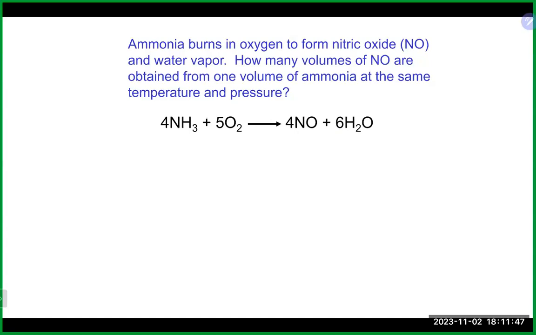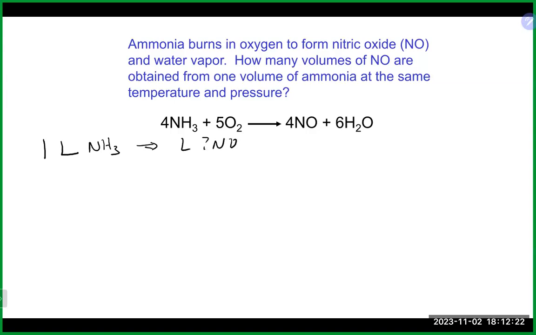To show you what that looks like, if we take this equation here, ammonia burns in oxygen to form nitric oxide and water vapor, and we want to know how many volumes of NO are obtained from one volume of ammonia at the same temperature and pressure. We could actually do a stoichiometry problem with very limited information, other than that we are starting with, for example, one liter of NH3. And we want to know how many liters of NO we would produce.